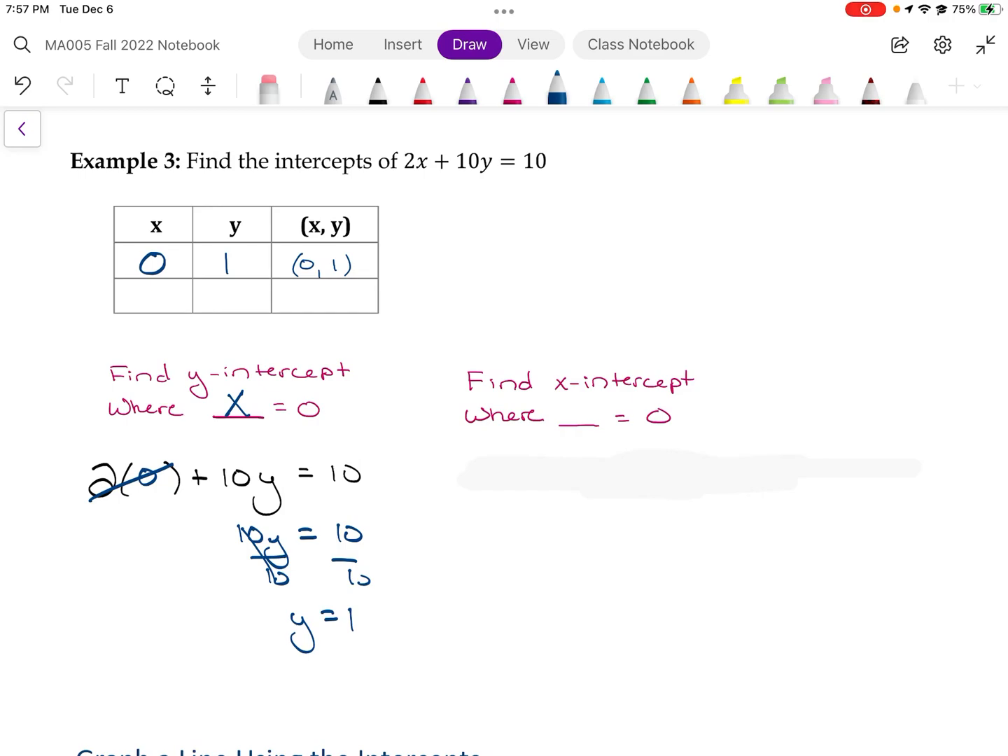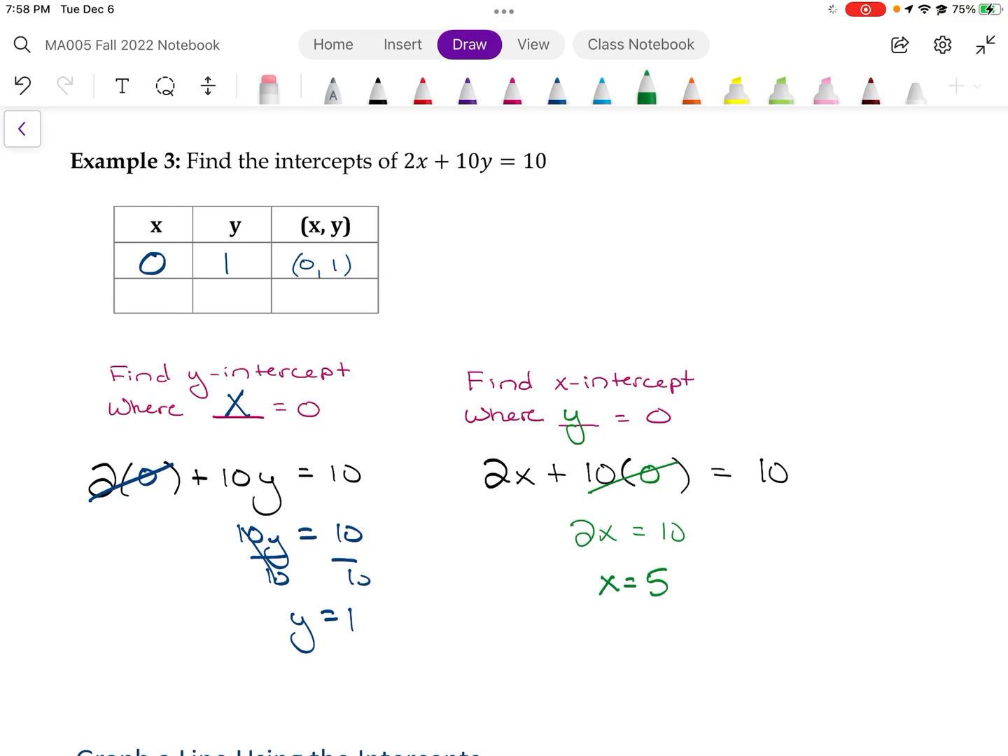All right, so the x-intercept happens where y equals 0. So we're going to set up the same equation, except this time we're going to leave a space for the y, and we're going to plug in a 0. So we get 2x plus 0 equals 10. Let's write it as 2x equals 10, because 10 times 0 is 0. 2x equals 10, divide both sides by 2, or just think 2 times what equals 10? 2 times 5, so x equals 5.